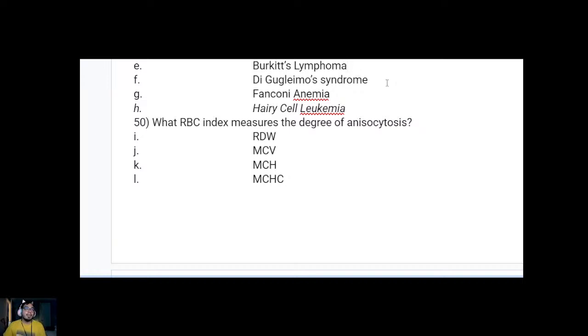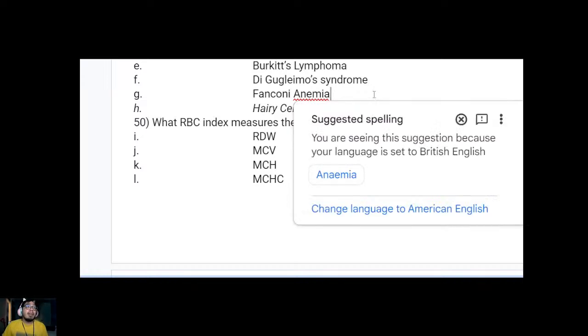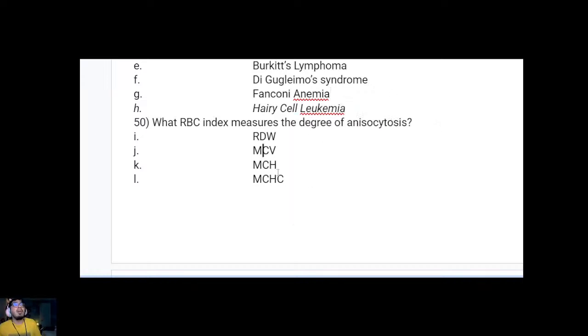Burkitt's lymphoma cannot be stained. Diguglielmo syndrome can be stained by myeloperoxidase. Fanconi anemia nga siya, so bakit kailangan mo siyang i-stain? Tingnan mo lang siya sa RBC. Tingnan mo lang yung RBC count ng pasyente, makikita mo walang laman.